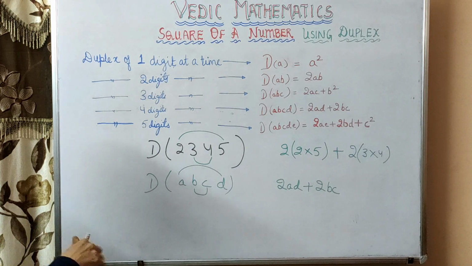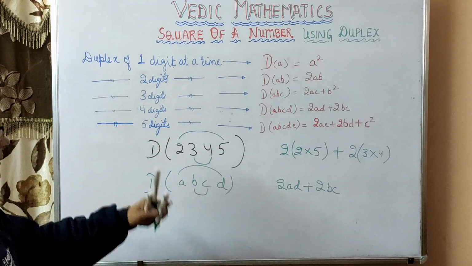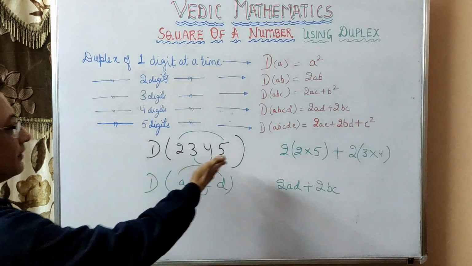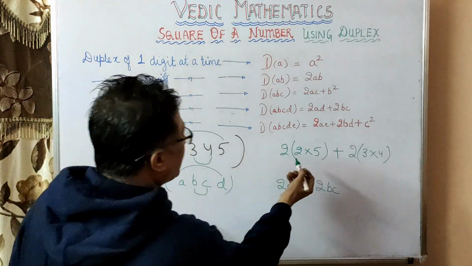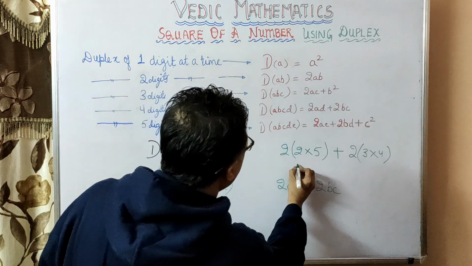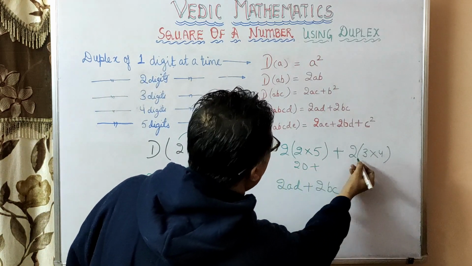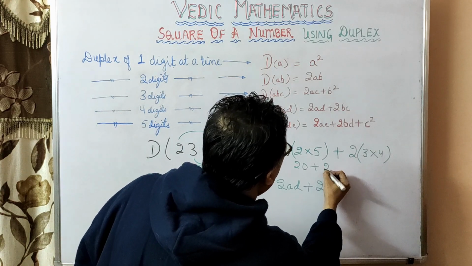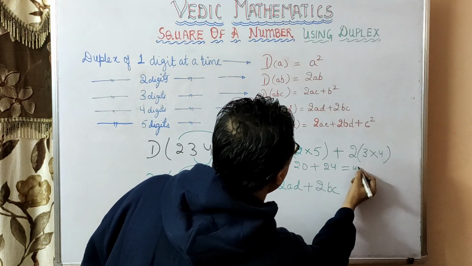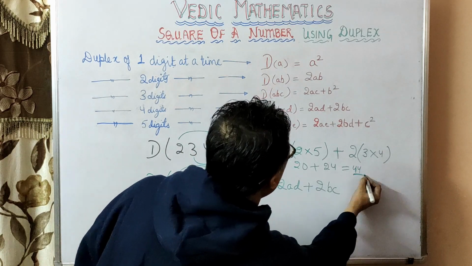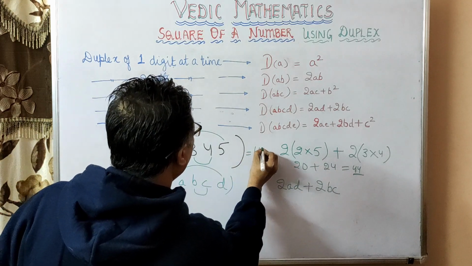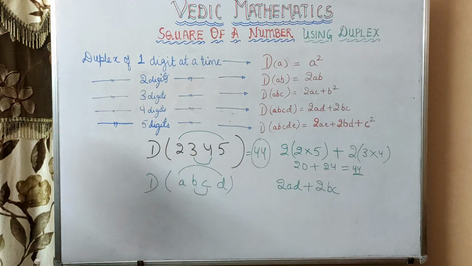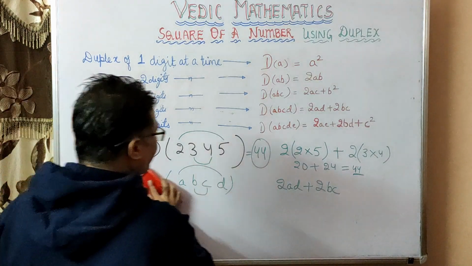Now let us take the example of a 5-digit number. But before taking that, let me complete the calculation. What is the duplex of this? The duplex of this is 5 multiplied by 2 is 10, and 10 2s are 20, plus 4 3s are 12, and 12 2s are 24. So the answer is 44. So the duplex of 2 3 4 5 is 44.